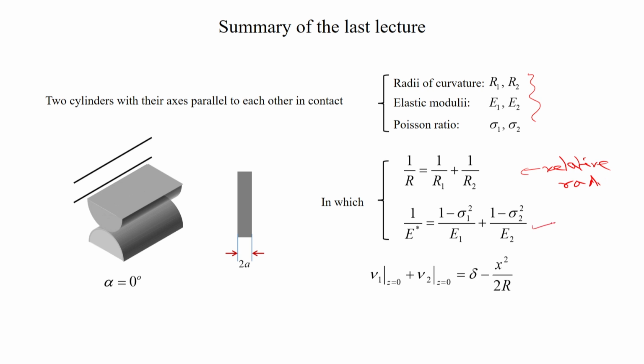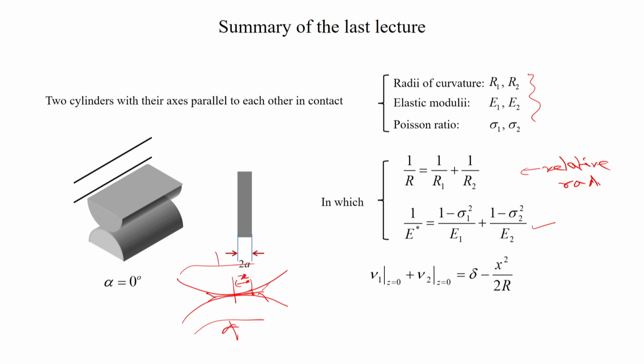Then there is the effective Young's modulus, where nu 1 and nu 2 are the Poisson ratios. When you press these two cylinders, the contact area increases and there is deformation of the surface of the cylinders because of the load, in the portion in which they come in contact.